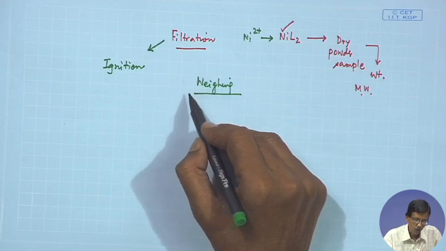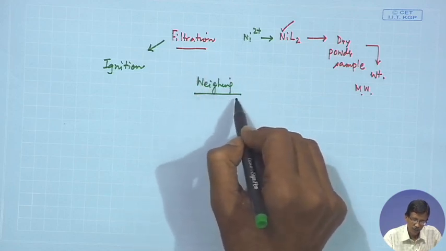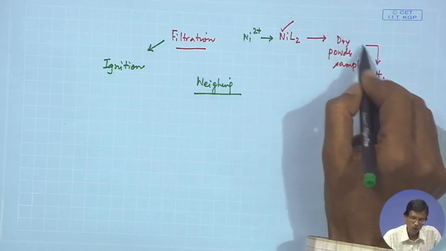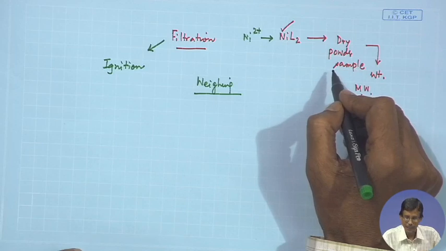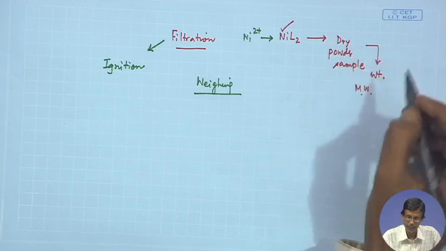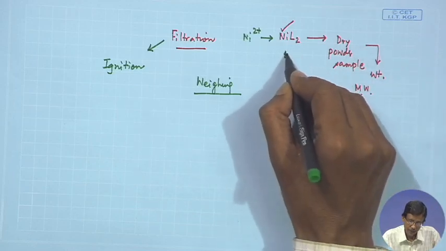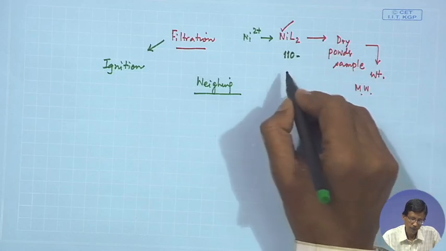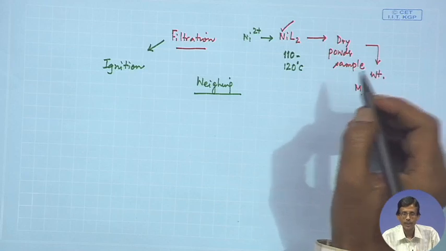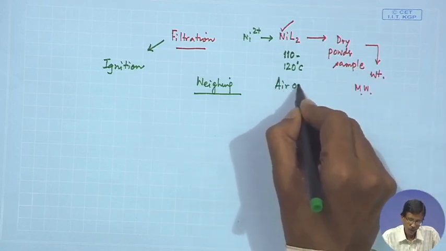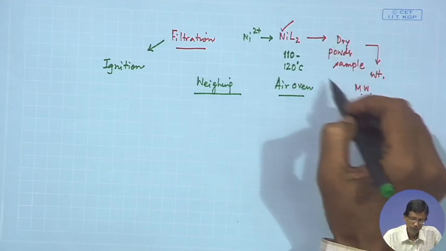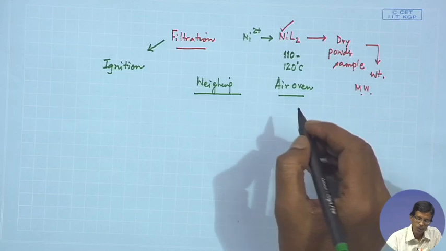So, this particular weighing process is related to something else also, because I have not told you how you dry it. Do we just keep it in the desiccator, or do you dry or heat it at a particular temperature? In actual practice, I told you in one of my previous classes that you can dry it at 110 to 120 degrees in an air oven. Then you take the weight, once it gives you the corresponding constant weight.